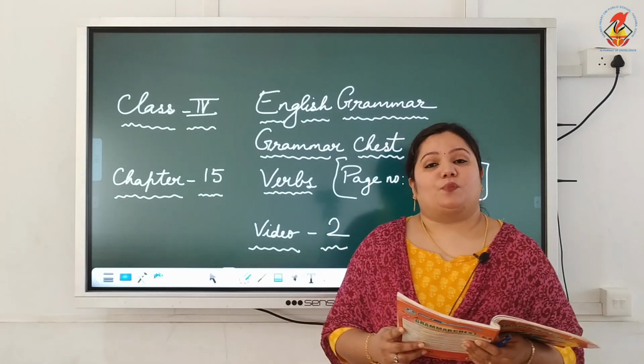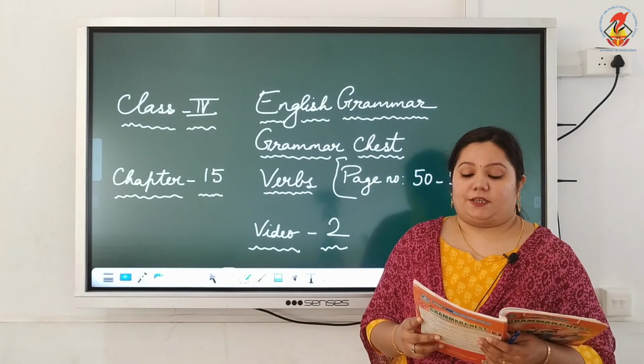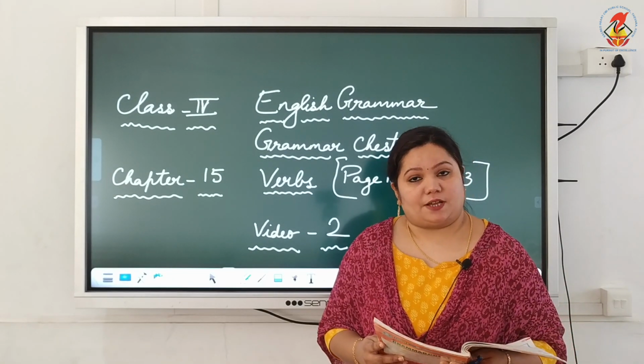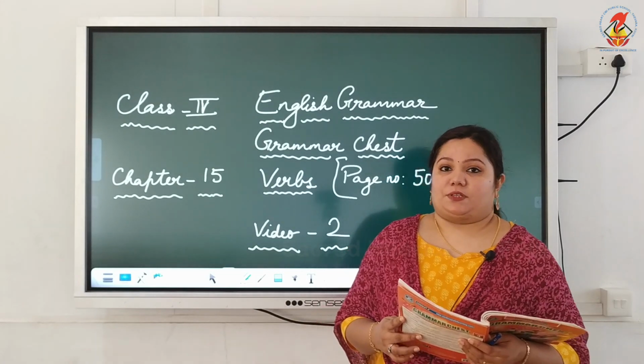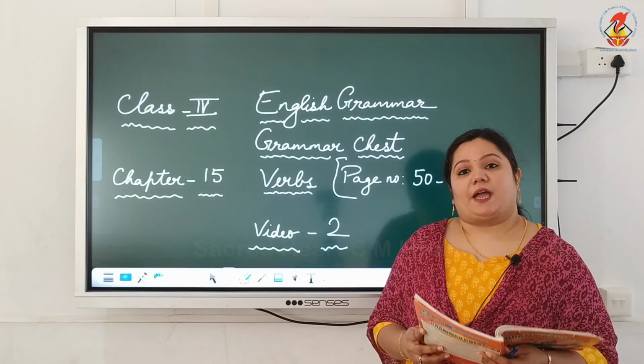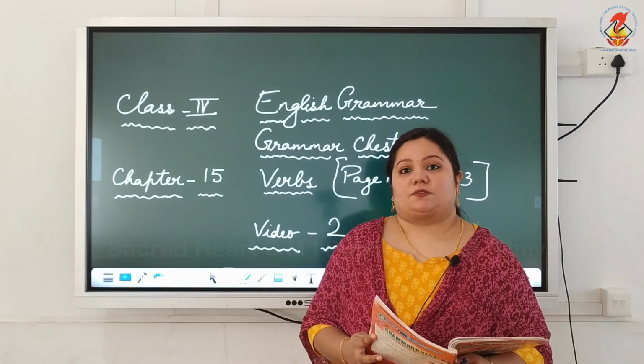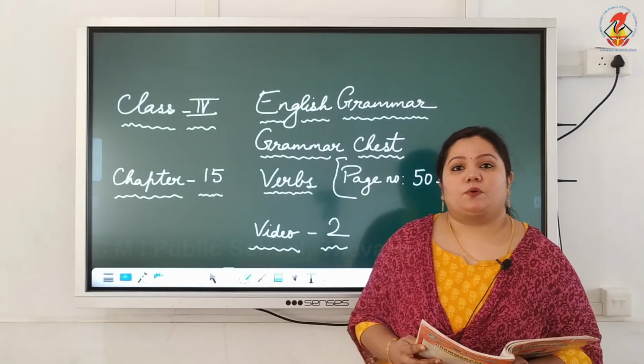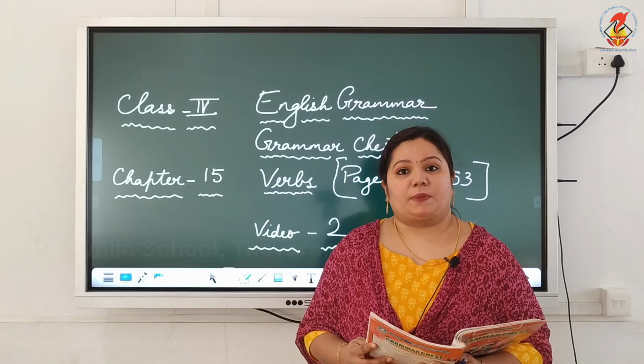So basically verbs are our action words. They denote what a person, animal or thing does, what a person, animal or thing is, and what a person, animal or thing has. Right children? So I believe you had seen the previous video and I hope that you have understood the matters.